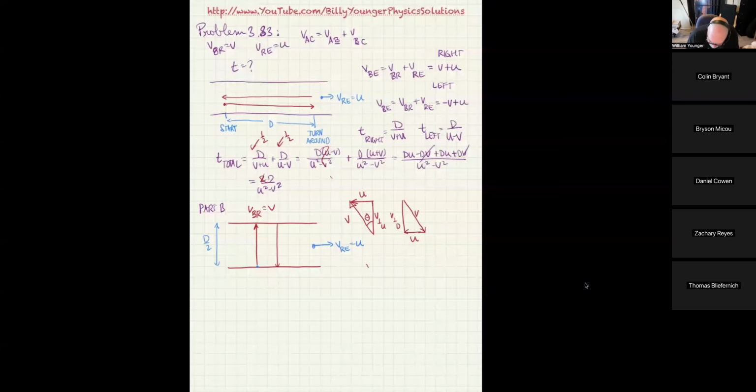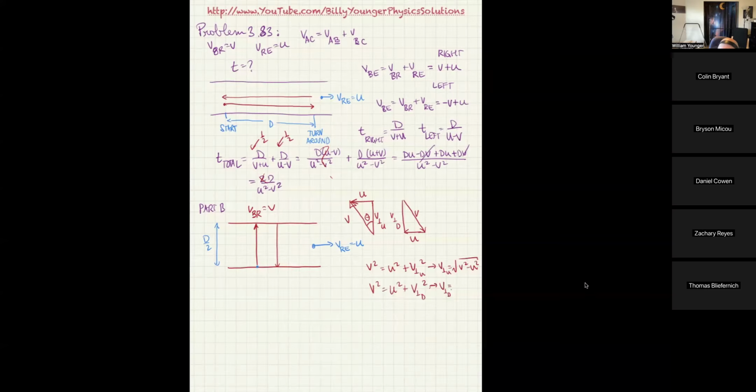We can see that V squared is equal to U squared plus V perp up squared. So V perp up is equal to the square root of V squared minus U squared. And V squared is equal to U squared plus V perp down squared, which implies V perp down is equal to the square root of V squared minus U squared again. So that's the actual velocity that we're going to be traveling along the distance d. So that's the one that matters.